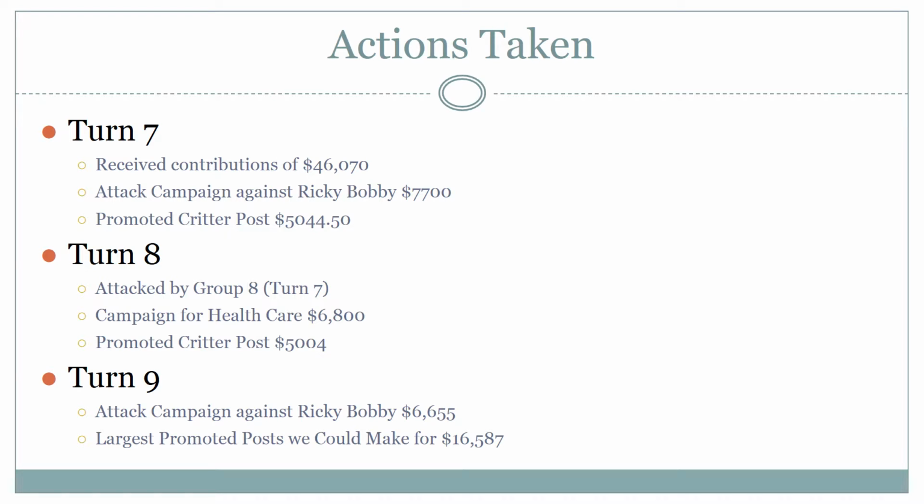In our final turn, we were in last place but could move into second place by winning the Northeast area from Ricky Bobby. He took corporate contributions on the issue of religion, which made an attack more impactful. Overall, our final TCL was attacking Ricky Bobby on religion to 1,331 households at a cost of $6,655. We also wanted to reach a broader audience for religion with a promoted post on Critter.